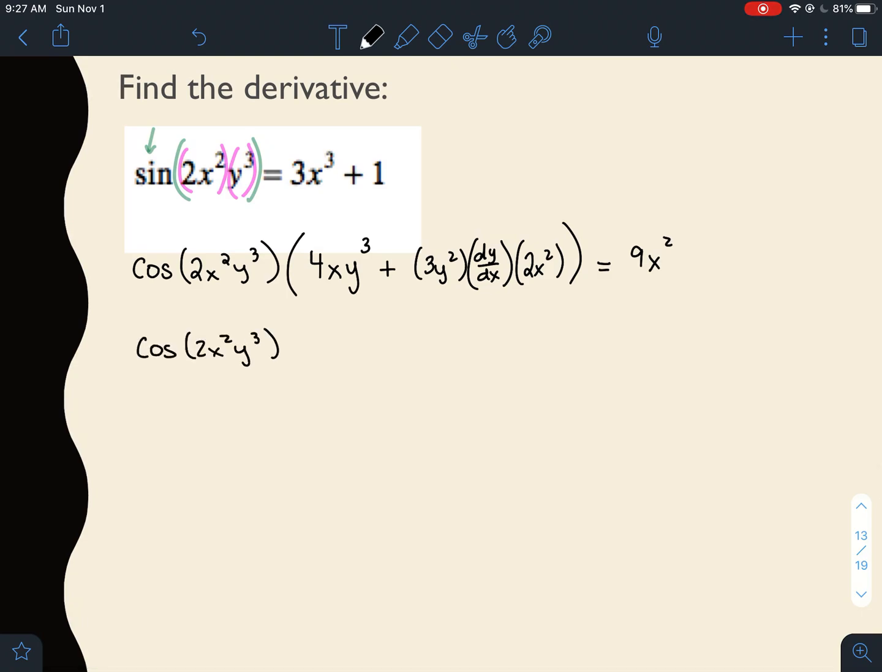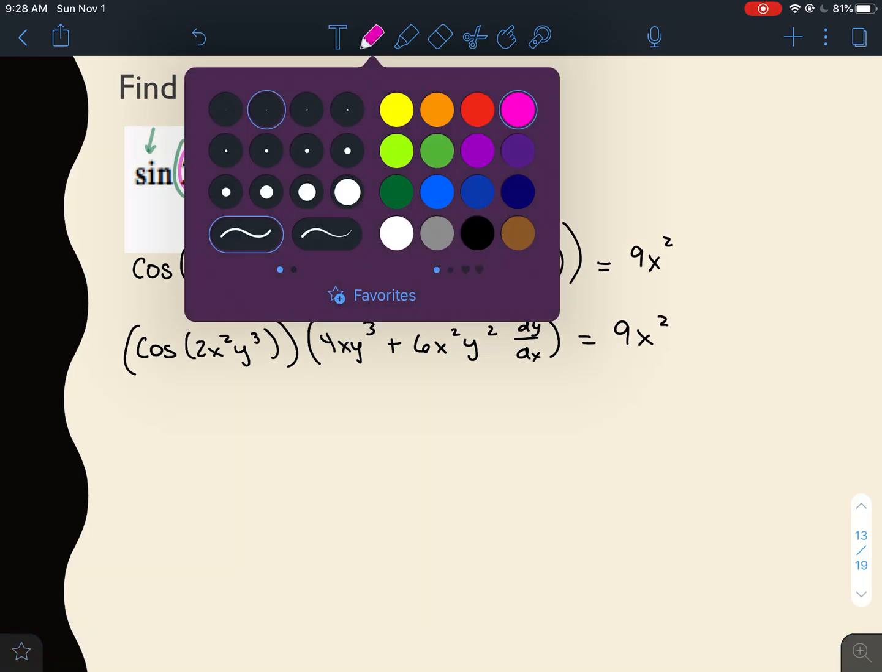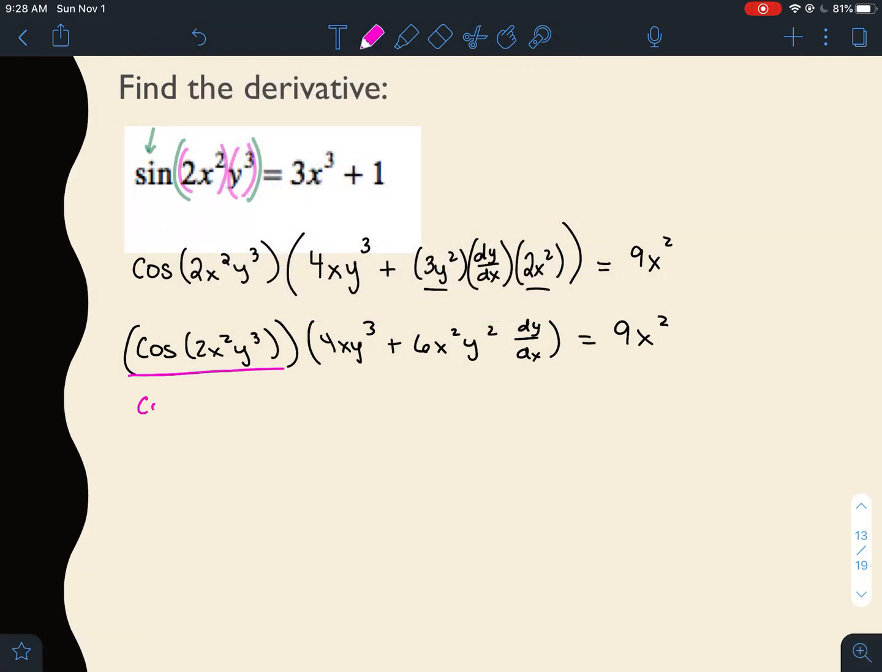I'm going to make this look a little bit nicer. So that would be the cosine of 2x squared y to the third times 4xy to the third. And now I can multiply the 3y squared and the 2x squared together. So plus 6x squared y squared dy over dx equals 9x squared. Now I need to get the dy dx by itself, so I'm going to divide both sides by this cosine. So cosine 2x squared y to the third, divide by cosine 2x squared y to the third.